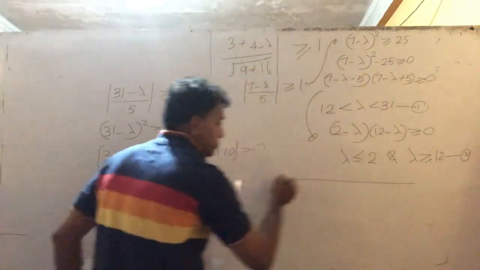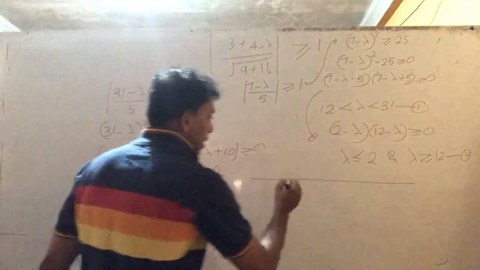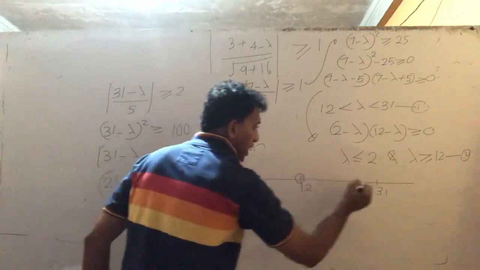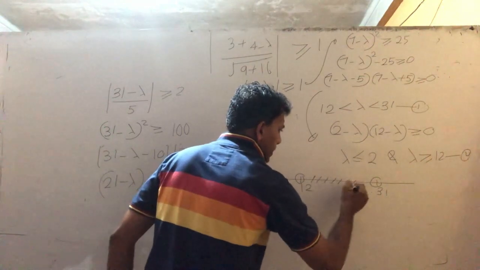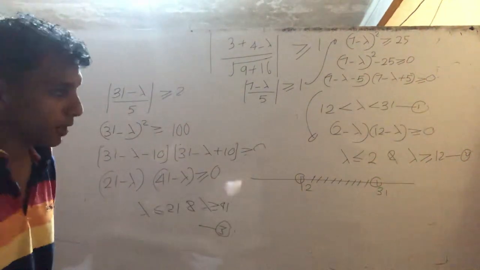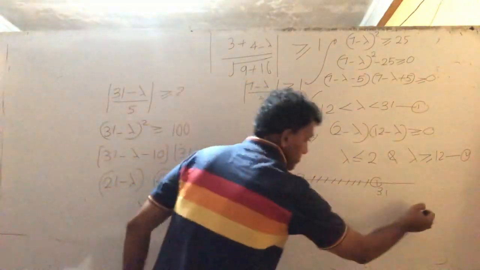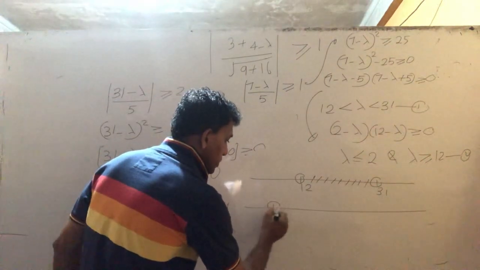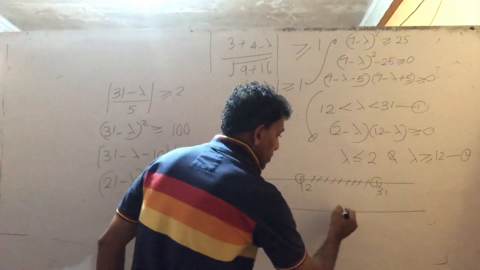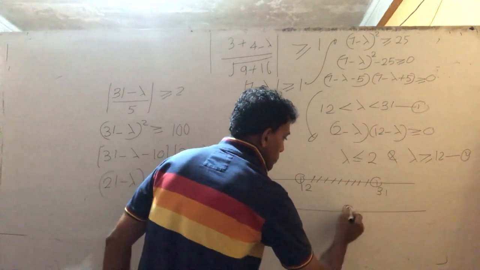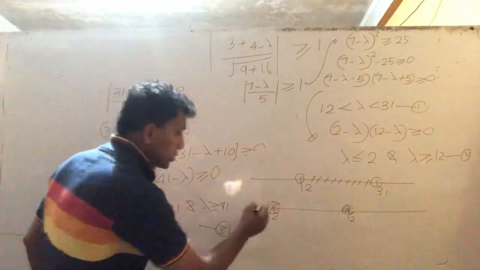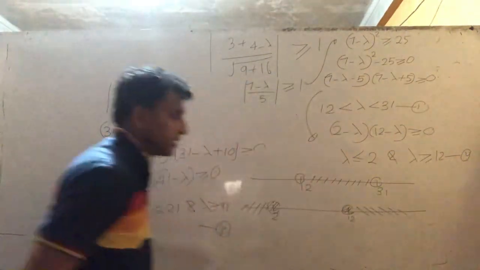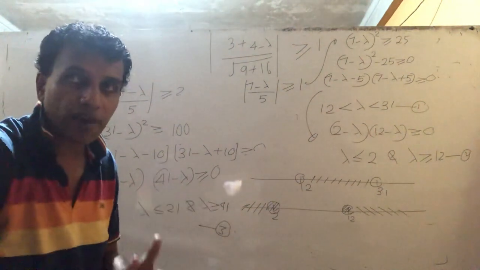See, my first inequality, lambda should be between 12 and 31. Lambda is between 12 and 31. Check the second inequality. Our second inequality, it's equal also. And the 12, somewhere here mark the 12. The second inequality shows lambda should be less than 2, or greater than 12, right? It's the way to connect all the inequalities and go to the final answer.